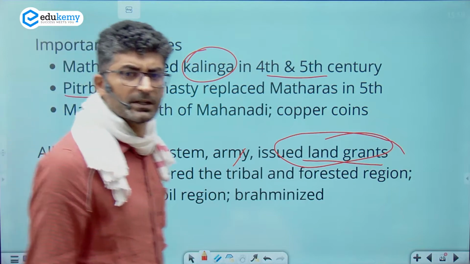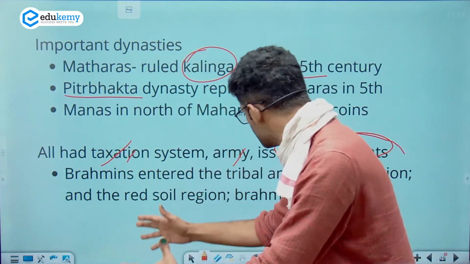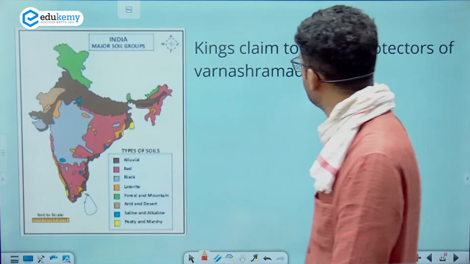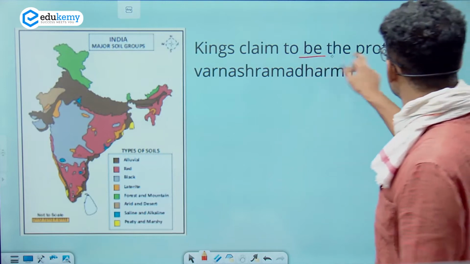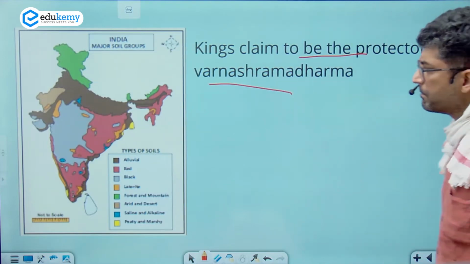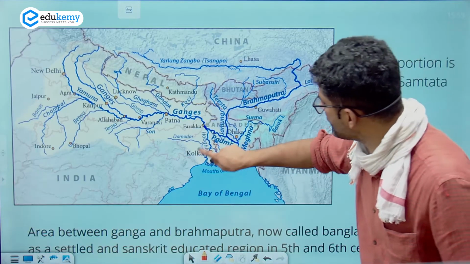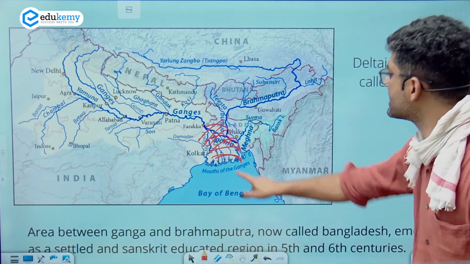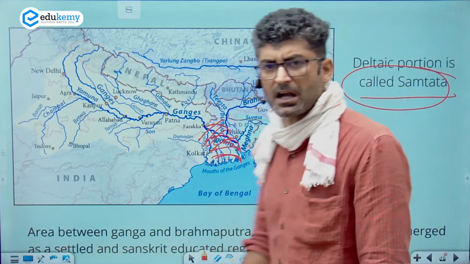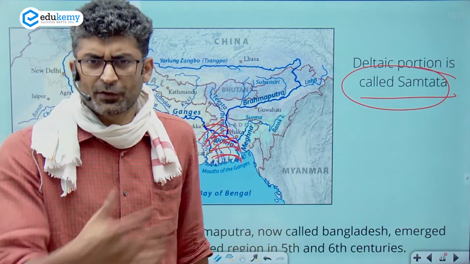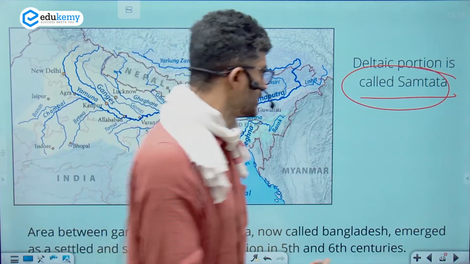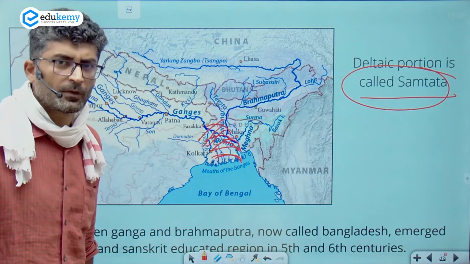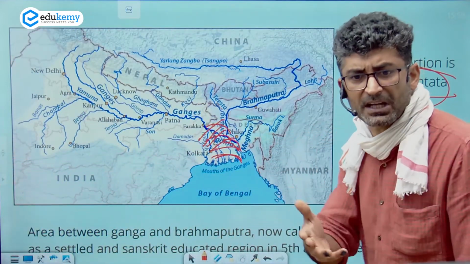Okay, anyway, so as I was telling you, these Brahmins started entering the red soil region, the tribal forested land as well. The kings claimed to be the protectors of the Varnashram Dharma. The deltaic region of the Ganga and Brahmaputra, the ancient name was Samtata. Most of it is in Bangladesh. This is why these terms are no longer told to us. NCERT does mention it, I believe, Samtata.